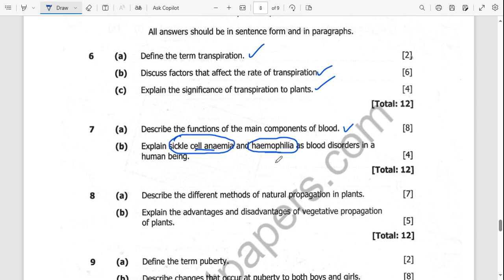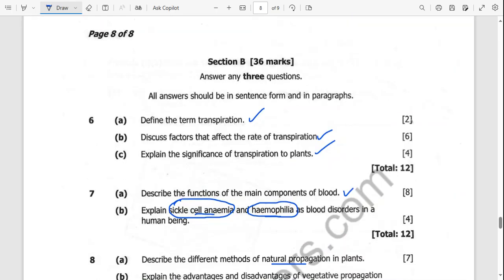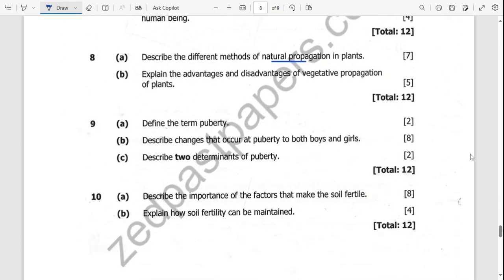Now we are going to have a tutorial where we're going to talk about the essays. All right, we'll talk about how you can answer essays. Describe the different methods of natural propagation. Define the term puberty and the changes that occur at puberty in both boys and girls. Two determinants of puberty. Important factors that make the soil fertile, and how soil fertility can be maintained. If you have read through these, you can just try to answer them.